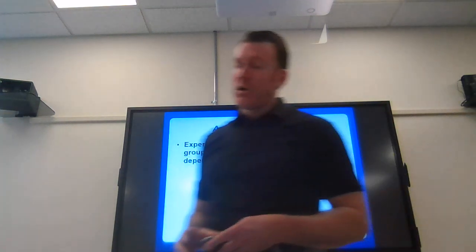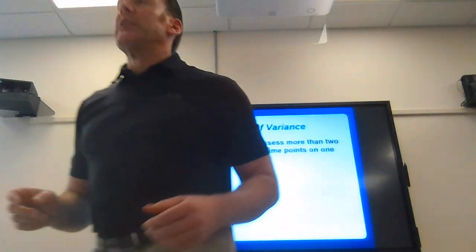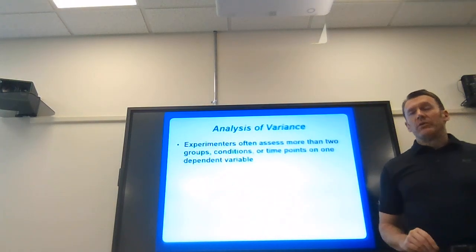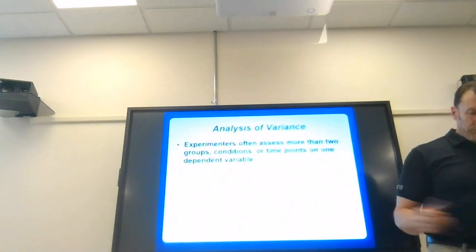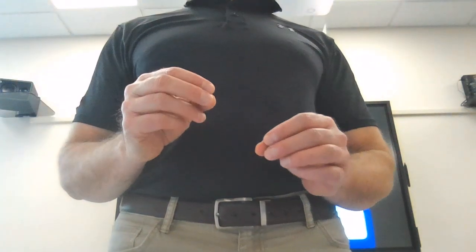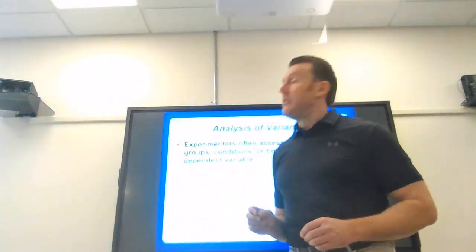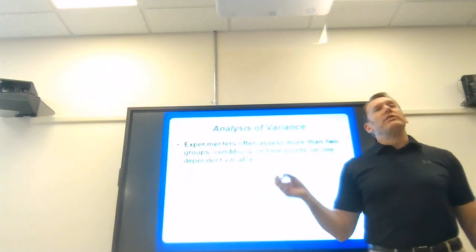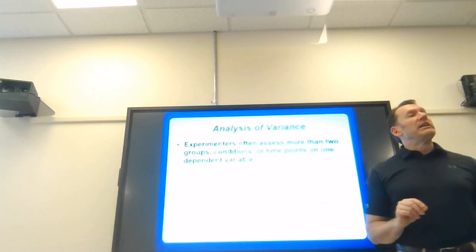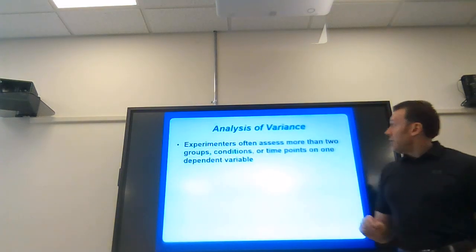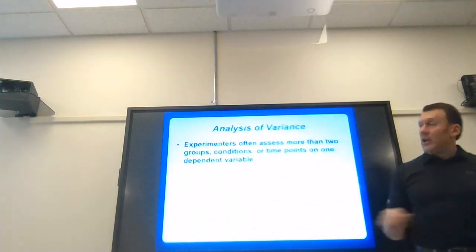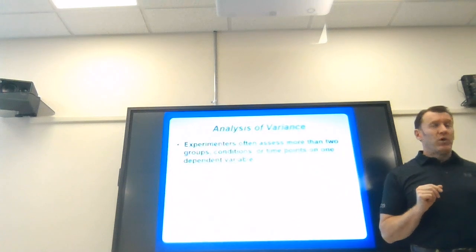Okay, all right, so analysis of the variance. So this is getting down towards the end of what we're talking about for today. What I want you to think about, the only difference between an independent t-test and analysis of the variance is more than 2. Independent t-test is 2 groups. Analysis of the variance is more than 2. So now we have more than 2 groups, more than 2 conditions, more than 2 time points.